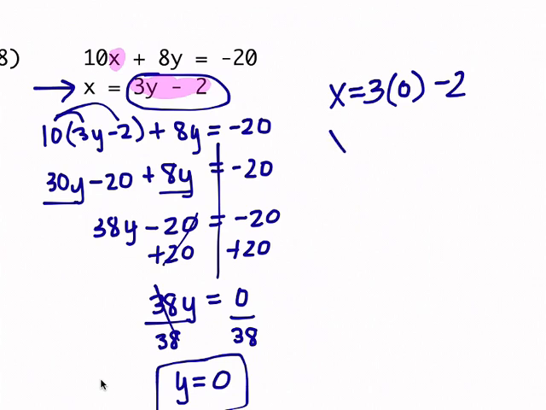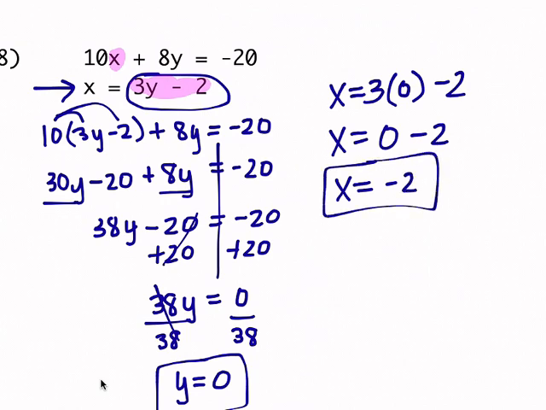Okay, simplify. 3 times 0 is 0. I can't forget about that minus 2. So x is equal to 0 minus 2, which is a negative 2. So the point at which these two lines would cross would be the point negative 2, 0.